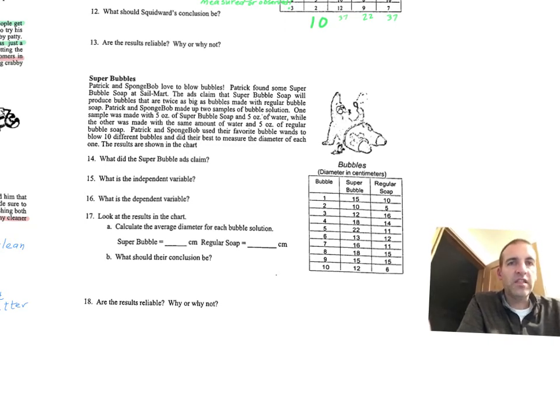Number 18, are the results reliable? Why or why not? So we are missing some information here that's going to tell us if this is reliable data. First of all, it doesn't say who blew the bubbles. It didn't say if their wands were the same. There's a lot of different factors that could go into this one and make our results reliable or not reliable. So please try and consider those as you are finishing up this worksheet.